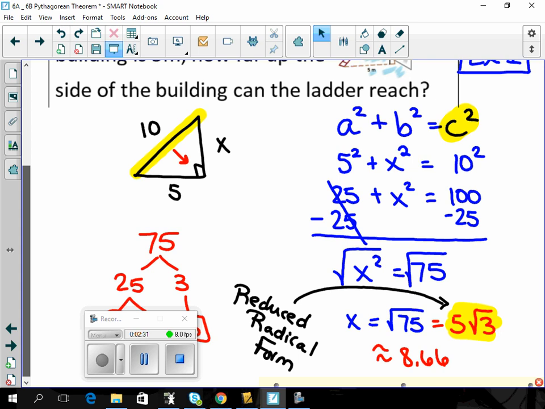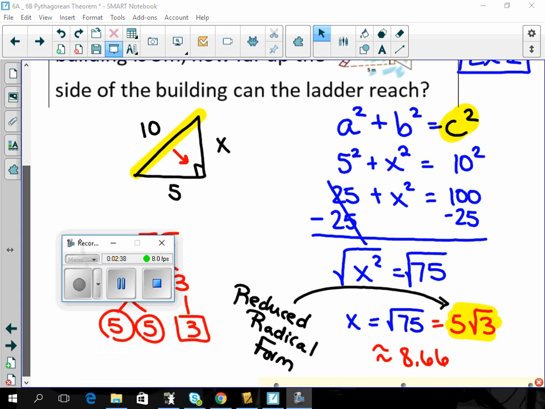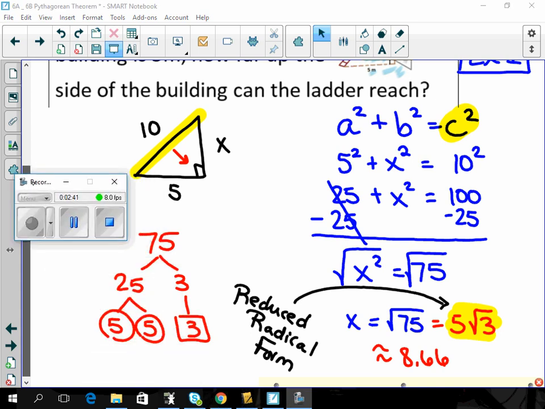Now, I've already done the work here, but how did I get 5 square roots of 3? Because in the latter half of class today, you're going to be reducing these radicals. Remember when we did this earlier in the year, we made a factor tree. 75, and I found two numbers that go into 75, 25 and 3. We know that 25 can be broken down into 5 and 5. And I bring out that pair. I bring out the 5 outside of the radical, and the 3 stays underneath the radical. So that's what I'm looking for.